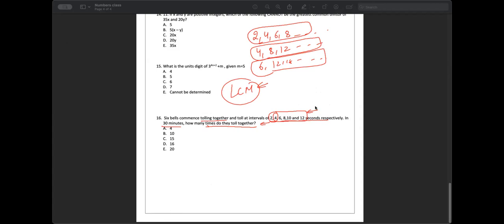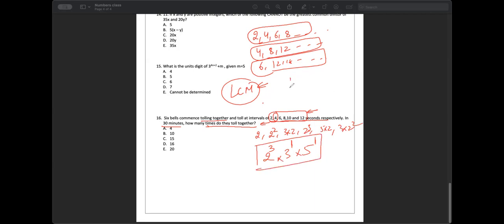We're looking at common multiples. So we have 2, 4, 6, 8, 10. The prime factors are 2, 2 squared, 3 into 2, 2 cubed, 5 into 2, and 12 would be 3 into 2 squared. So 2, 3, 5, that's what we have. Maximum power for 2 is 3, maximum for 3 is 1, maximum for 5 is 1.